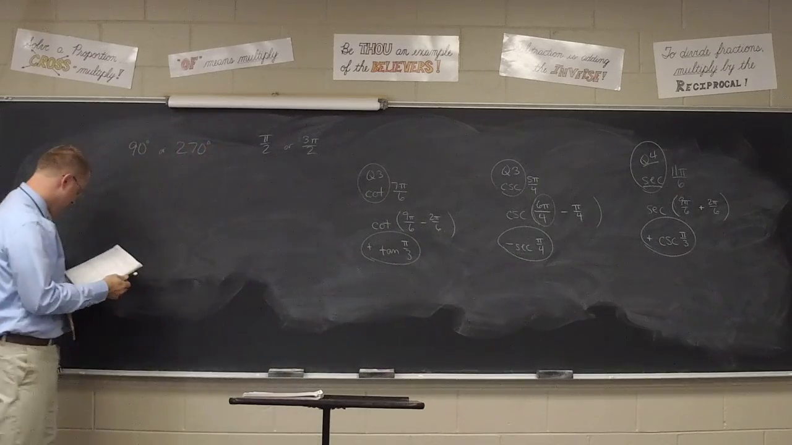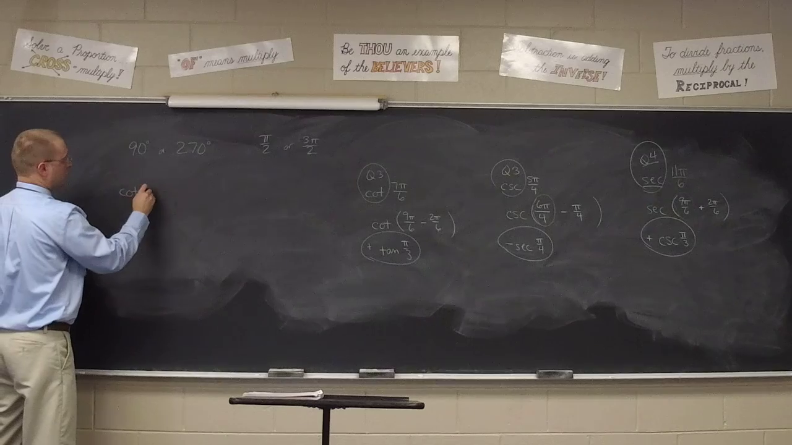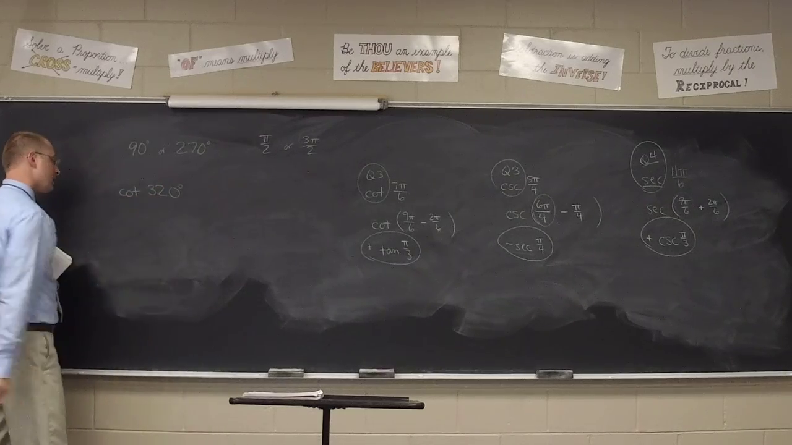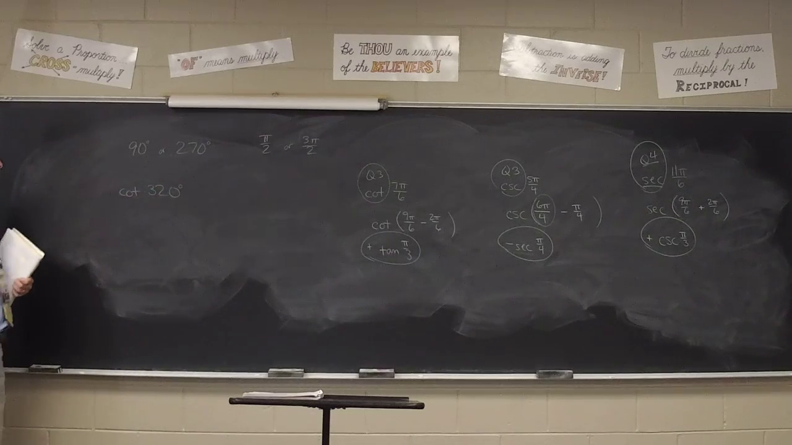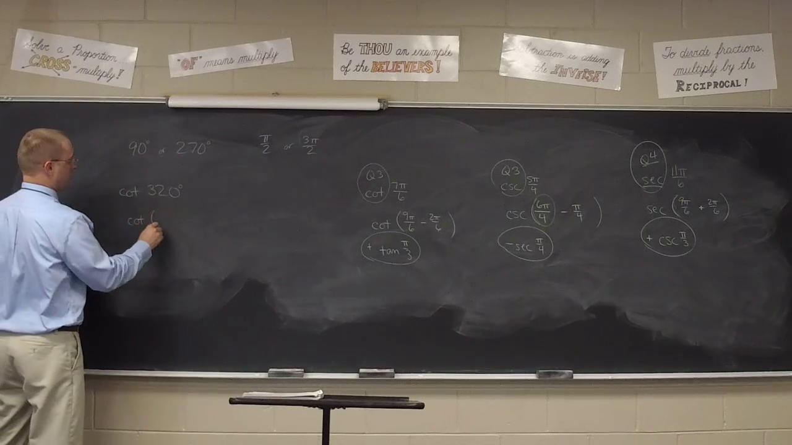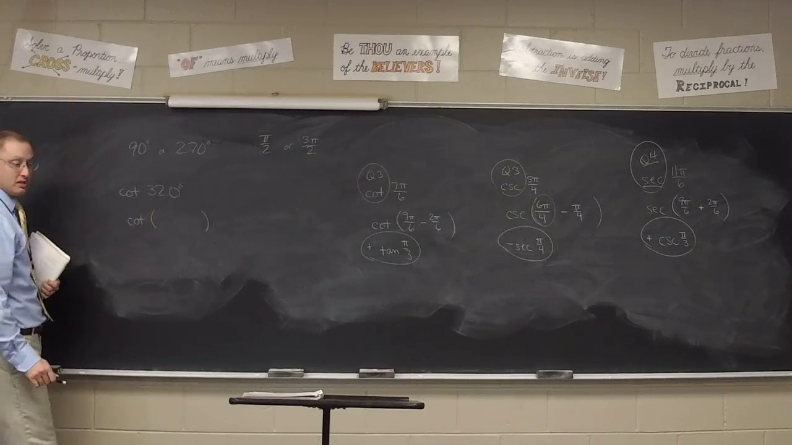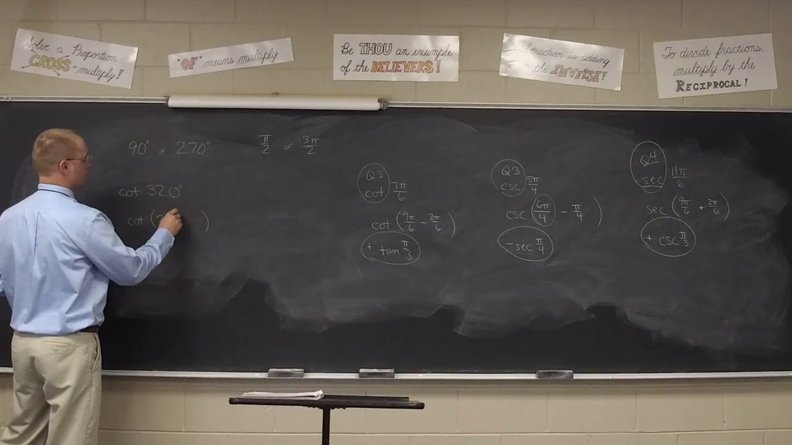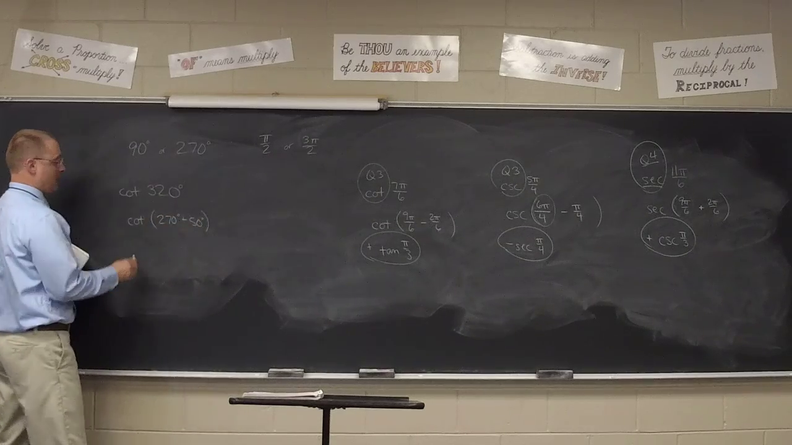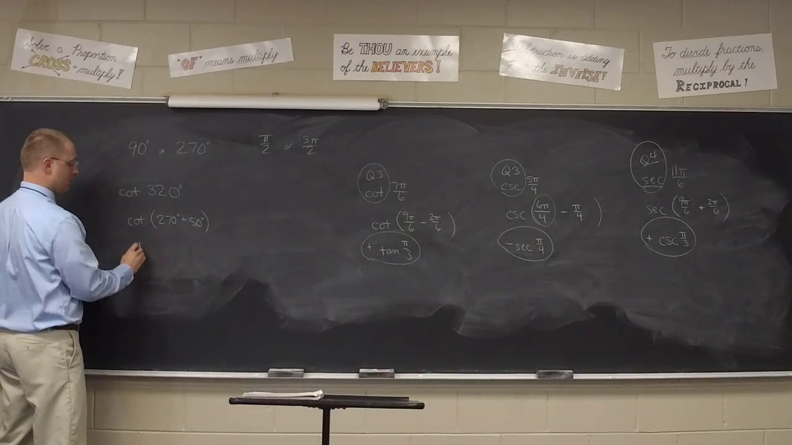Let's go to the next one here. We have the cotangent of 320 degrees. It wants the cofunction. So I am going to write the 320 degrees as a sum or difference: 270 plus 50. So then I go from cotangent to tangent of 50.